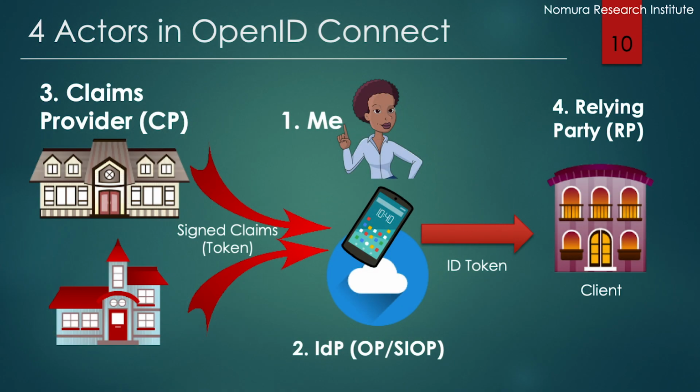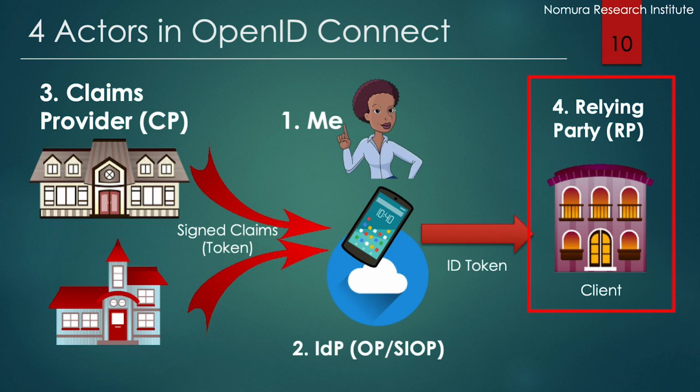All right. There are 4 actors in OpenID Connect. Me in the center, right? That's the most important entity, but there are others like the IDP. And I put OP and SIOP there. OP stands for OpenID Provider. SIOP stands for Self-Issued OpenID Provider. The OpenID Provider is on your phone. Then number 4 is the relying party.